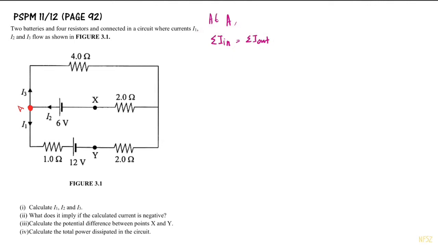So apa yang current yang masuk? Tengok ni, anak panah masuk ke arah junction. So I2. So you can see the side I3 and I1 is leaving the junction. So equal to I3 plus I1. So rearrangekan equation kita jadi I1 minus I2 plus I3 equal to 0. So this will be our first equation.